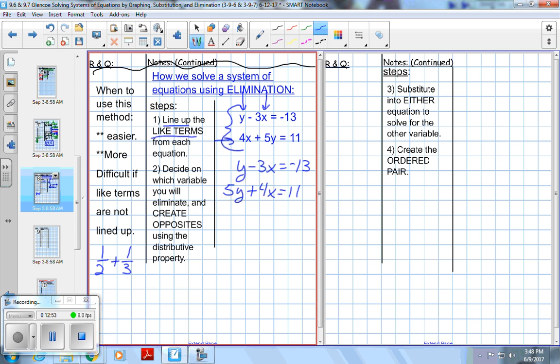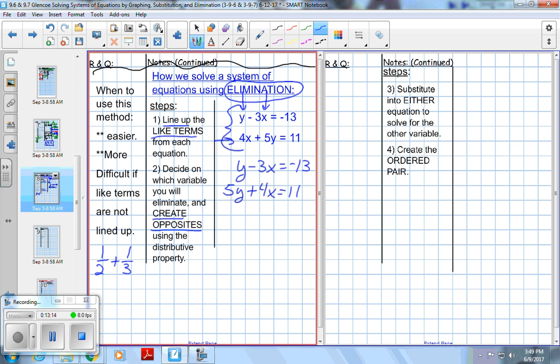Okay, now the next part of this elimination process is really similar to when we add fractions with unlike denominators. We had to make them have like denominators. So we're going to recycle that skill in this system problem. What we're going to try and do is create opposites so that when we add or subtract these equations together, one of the variables is going to get eliminated.